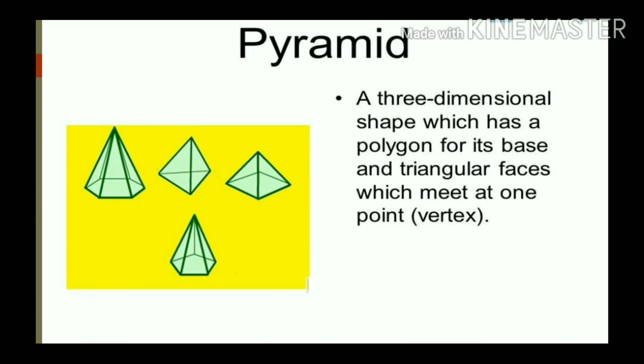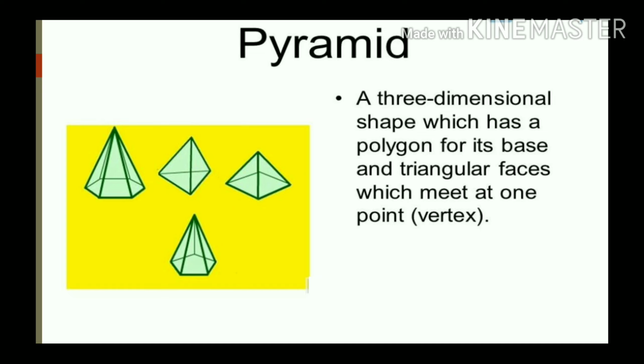Now students, the next 3D shape is pyramid. There are so many types of pyramids you will see. So first I would like to tell you what a pyramid is. A three-dimensional shape which has a polygon for its base and triangular faces which meet at one point, which means vertex. So you can take any polygon as a base, like triangle, square, pentagon, hexagon.